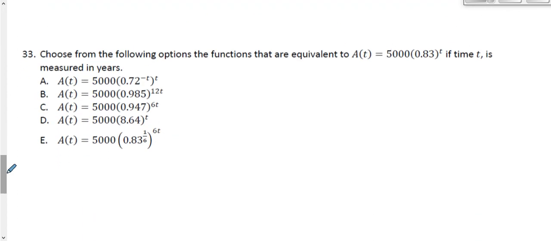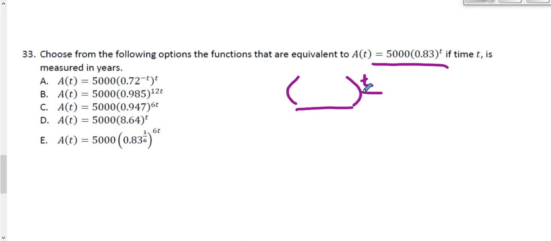Choose from the following options the functions that are equivalent to this one if the time t is measured in years. What this is asking us to do is something very similar to the first exponential growth and decay. It's asking us to simplify some exponents. So we're going to make sure that our exponents have something to the t power, and that's it. One number inside, the t power outside.